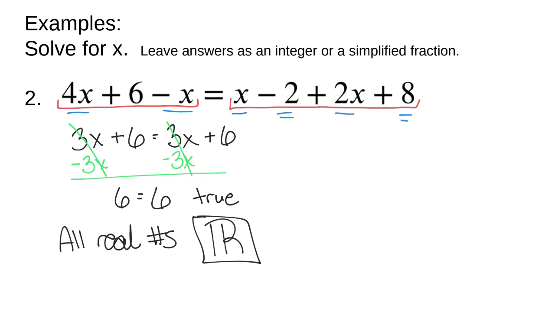Now, if you do this process and you get down here and you get something like 5 equals 6, that is false. And if you get a false statement, it means there is nothing that is going to work. And your answer then would be no real solution.